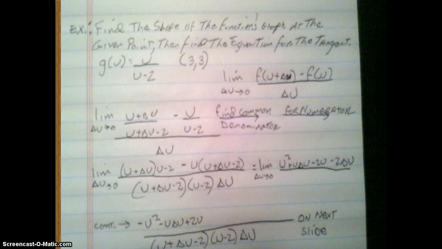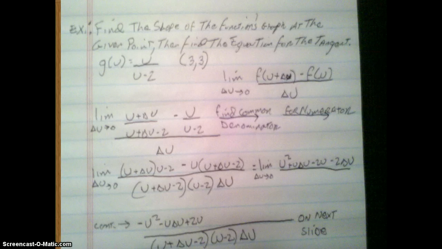The limit, okay, what I've done now is I've substituted u plus delta u into the function. I get (u plus delta u) over (u plus delta u minus 2), minus u over (u minus 2). Let's find a common denominator for the numerator. That common denominator gives us (u plus delta u) times (u minus 2), minus u times the quantity (u plus delta u minus 2), all over the quantity (u plus delta u minus 2) times the quantity (u minus 2) times delta u. Okay, let's FOIL out the numerator.